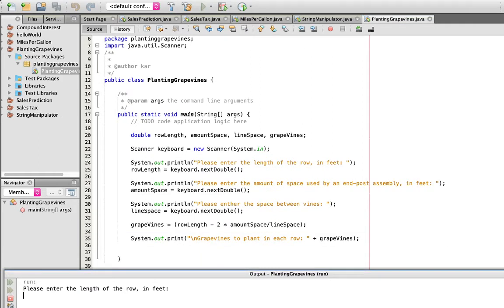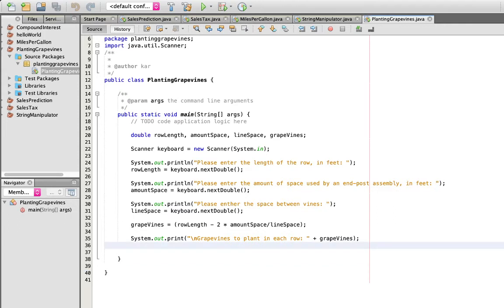Okay, please enter the length of the row in feet. I don't honestly know grapevines, so let's put, I don't know, 60 feet. Please enter the amount of space used by the end post assembly in feet. I honestly don't even know what that means, so let's just put 40. Enter the space between vines. I don't know, should we put 6 in feet? Grapevines to plant in each row, and then it gives you the answer, 46.